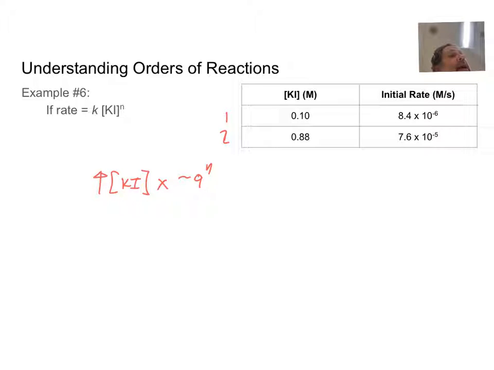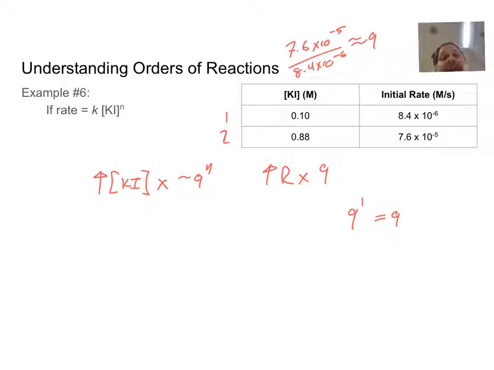Now I'm going to look at the rates again, so 7.6 times 10 to the minus 5 divided by 8.4 times 10 to the minus 6 again gives me a value right around 9. So the rate increased by about 9. In order for us to say that the concentration and the rate increased in the same way, the exponent has to be 1. So 9 to the first power has to equal 9, which is what the data is supporting here.